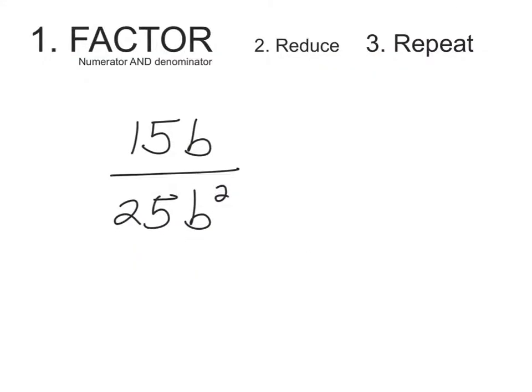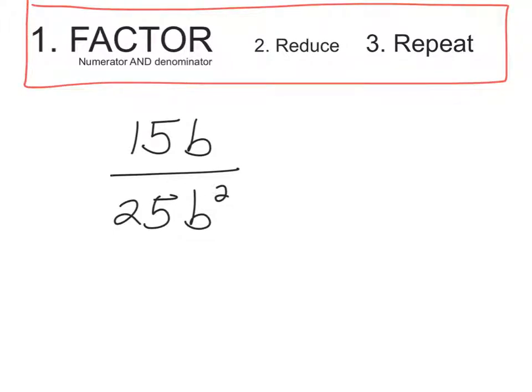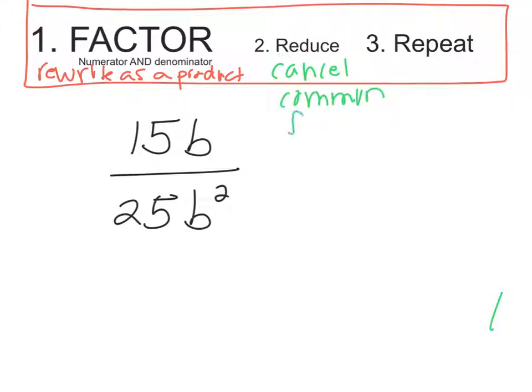So doing actual problems, this is your go-to method. You're going to factor the numerator and denominator, which of course just means rewrite as a product, so using multiplication. Reduce, meaning cancel your common factor. And then the idea of repeat is you just want to make sure your answer is correct. Could you keep going further?